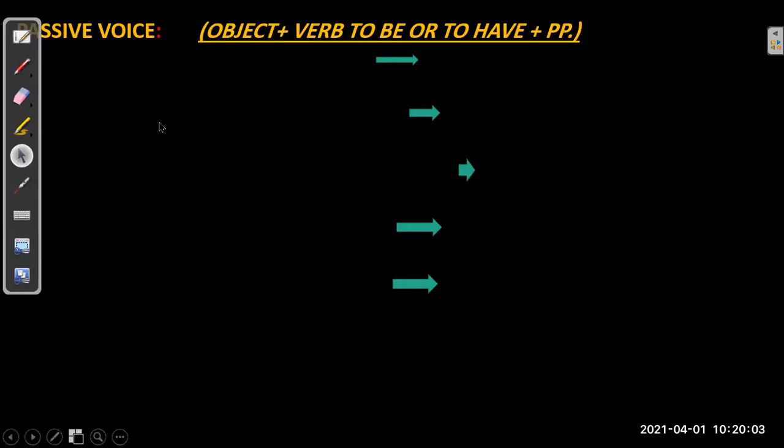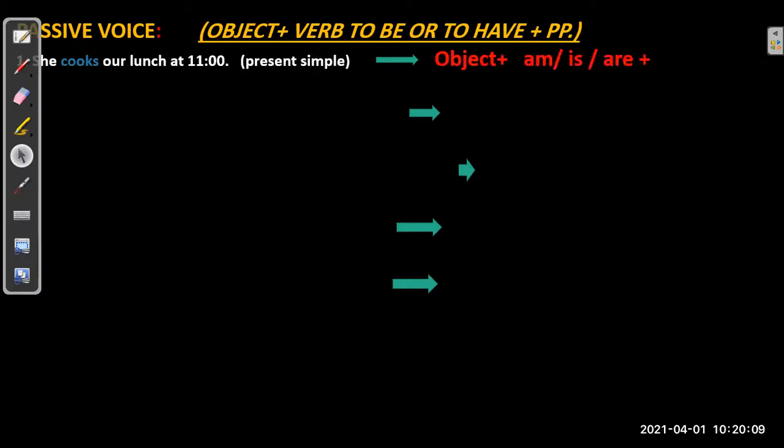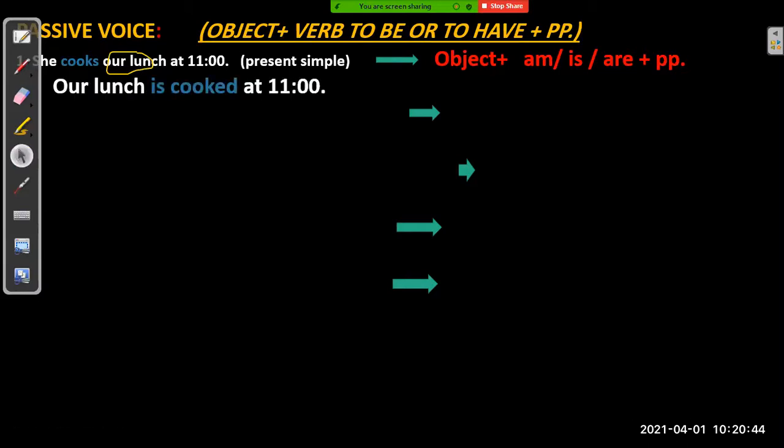Now, sentence number 1, look at it. I'm repeating the rule and the example. She cooks our lunch at 11, present simple. So it changes this way. This is the rule: object, is or are, and the past participle, because it's present simple. Now, Alice, can you do it? She is cook. No, we start with the object, Alice. Our lunch is cooked at 11. That's it.